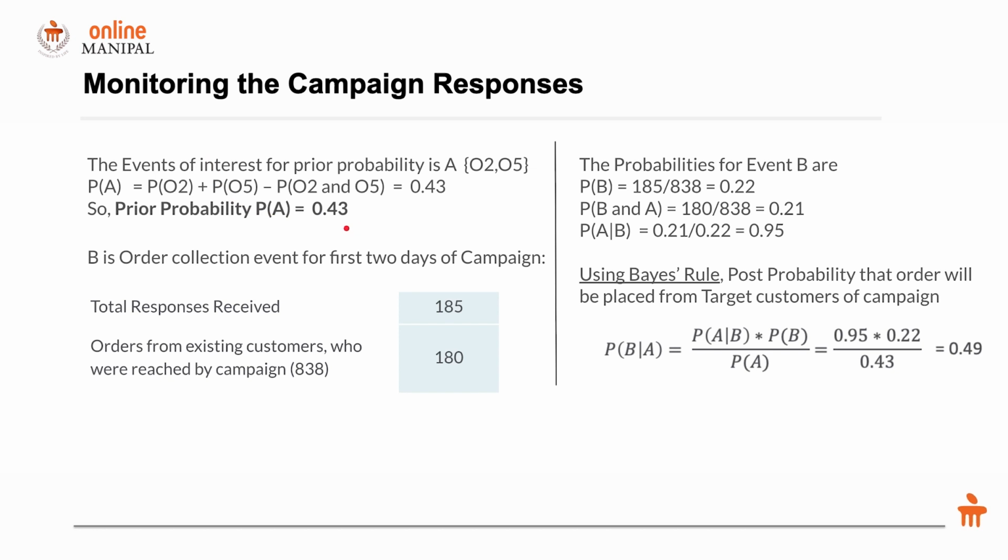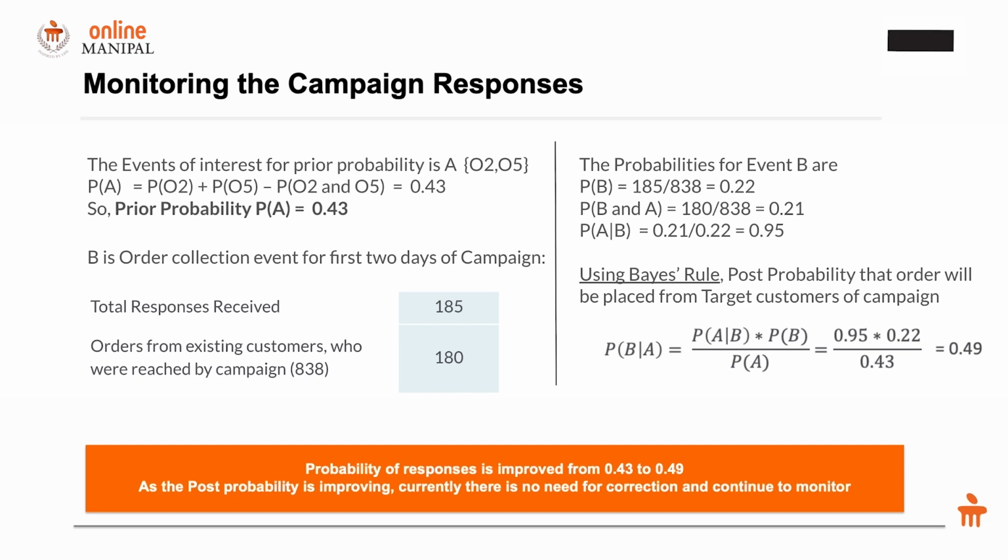What was the prior probability? 0.43. What is the conclusion? The probability of the orders coming in from the customers has increased because of the campaign. So we can say that the campaign is doing well so far, nothing needs to be changed, and we can continue to monitor. The probability of responses is improved from 0.43 to 0.49, and as the posterior probability is improving, there is no need for any correction and we can continue to monitor the campaign.